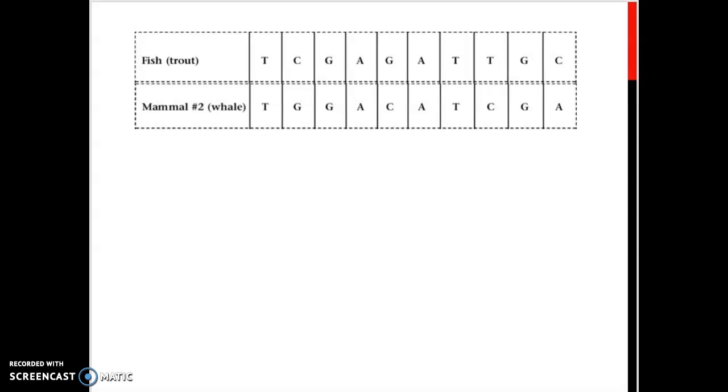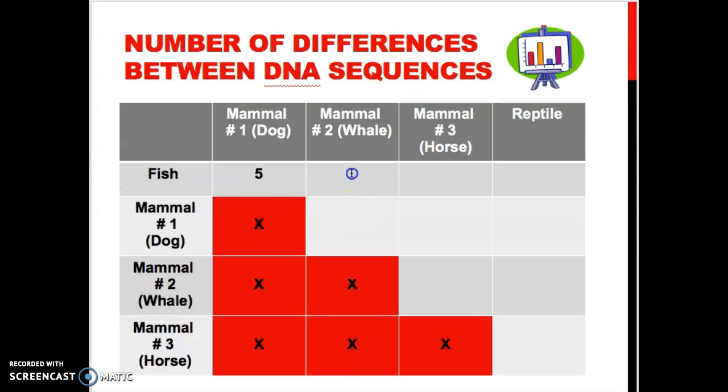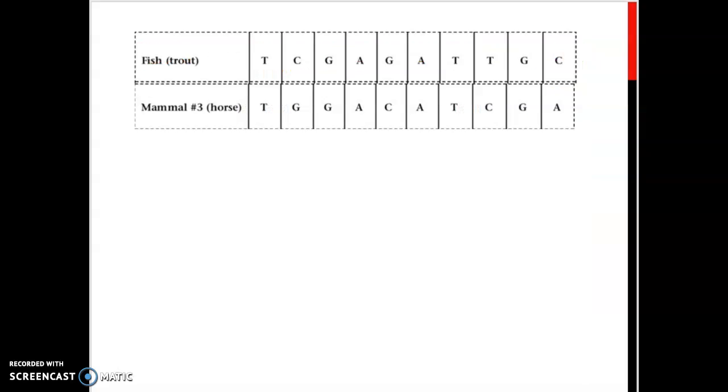Okay. You should have seen 1, 2, 3, 4. Okay. So in this column, we are going to put a 4. Okay. Now we are going to look at the fish and the horse, which is here. Okay. So take a second, unpause when you're ready, and see how many differences you can find.